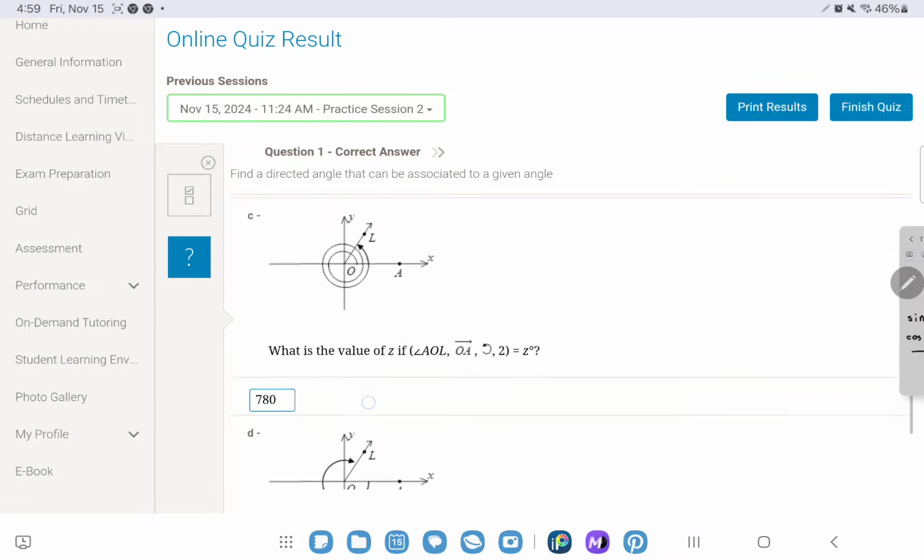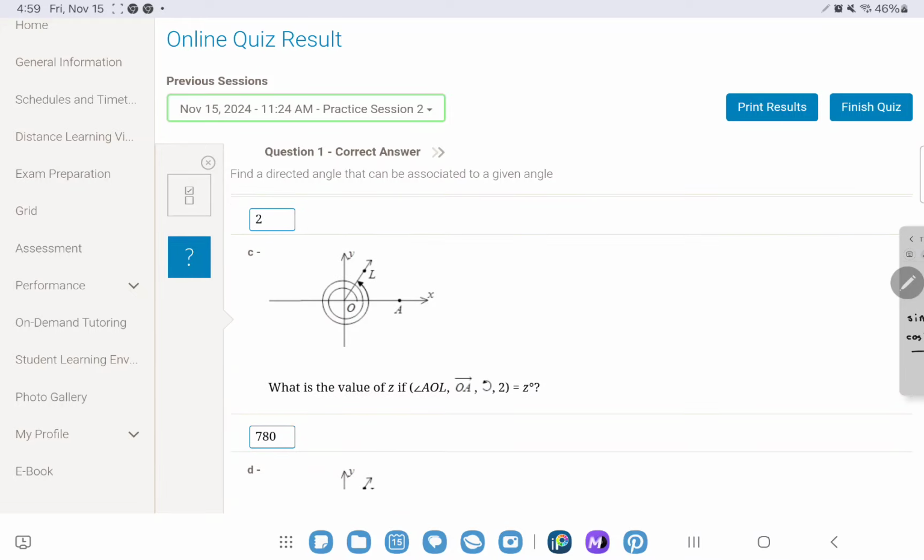Now, what's the value of AOL if this is 2 turns? Like the one before it, but you're going now clockwise and they want the angle. And it's 2 full turns, and 2 full turns is gonna come back to here, right? So it's turn 1, you're going back, and then turn 2, you're going back here, and now you have 2 turns, right? So it's 360 times 2.